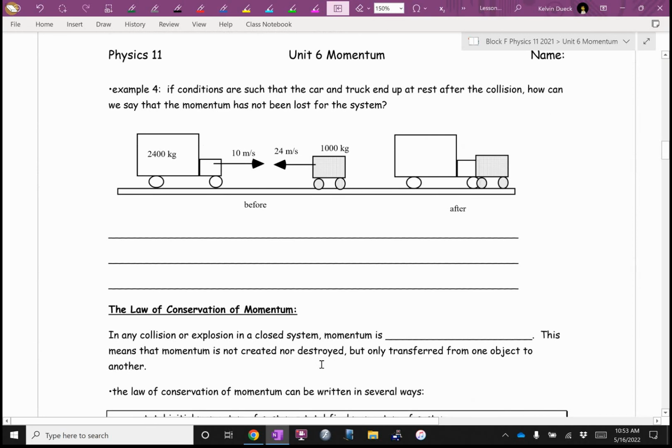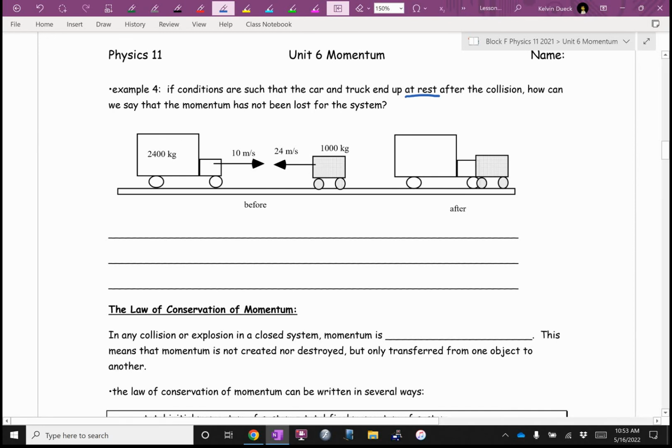Example 4. Here's a head-on collision. After the collision, the car and truck end up at rest. If they ended up at rest, what was their final momentum? Why? Because momentum is what times what? Mass times velocity.